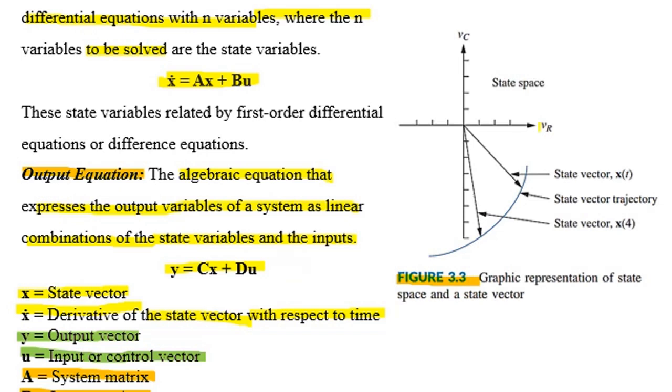If you look at the figure, it represents the state space representation of two states. One is VR and the second is VC. The curve represents the trajectory of a state vector. The first state vector we have is x of t. As time increases or the system starts its movement, its states also change, and these changes are represented in the form of a curve. And x4 represents the state vector at time instant t equal to 4 seconds.